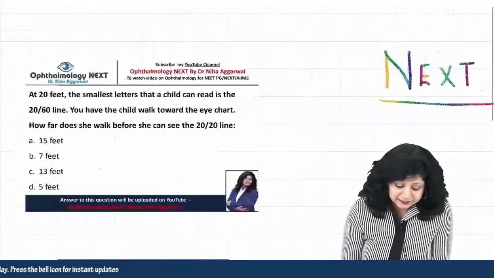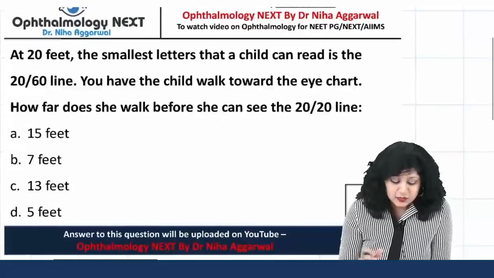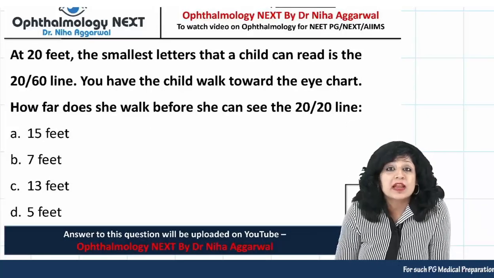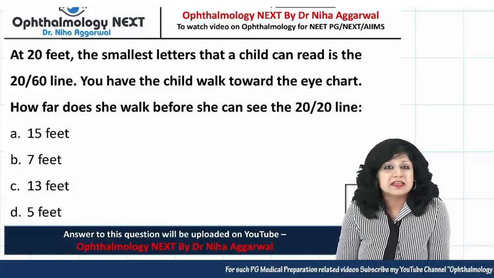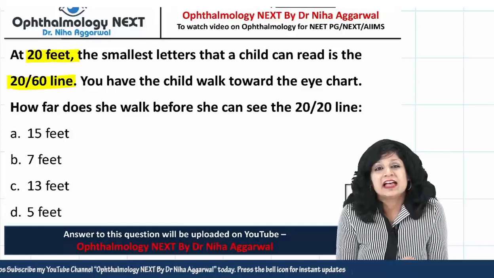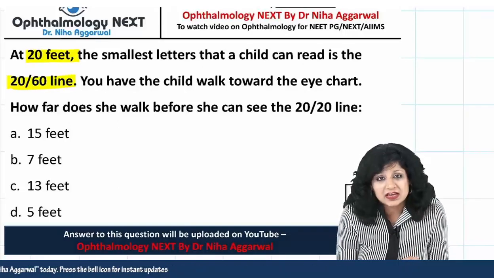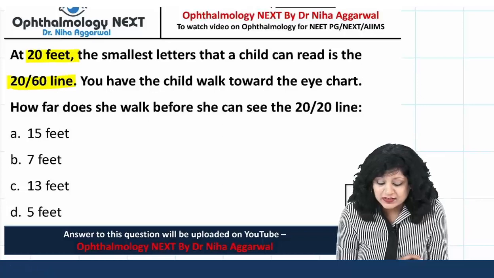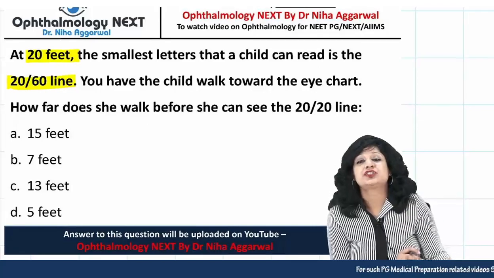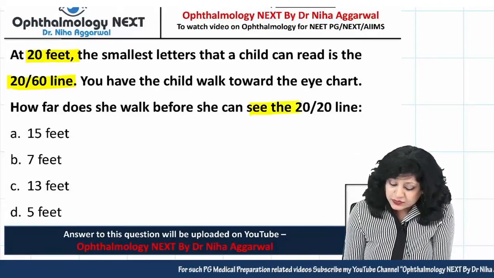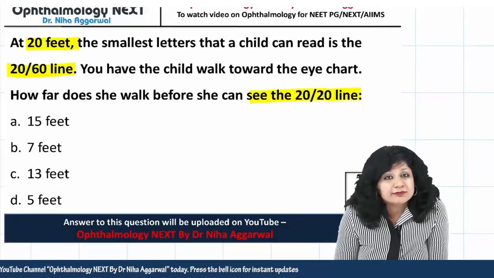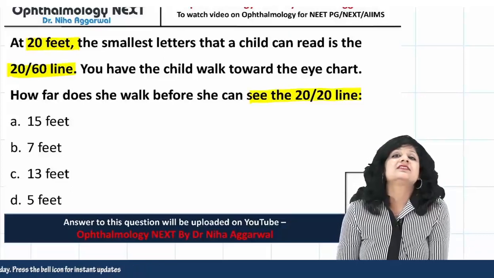So let's get started. Your question number 1 is, at 20 feet, the smallest letters that a child can read is 20 by 60. So the visual acuity, that means 20 feet means 6 meters. So the visual acuity of this patient is 20 by 60. Child is having a visual acuity of 20 by 60. Now you have the child walk towards the eye chart. So child is walking towards the eye chart. How far does she walk before she can see the 20 by 20 line? And the options are 15 feet, 7 feet, 13 feet and 5 feet.